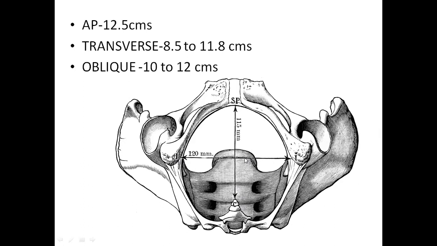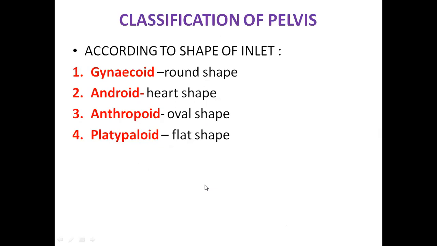Transverse is running between the two ischial tuberosities, which is 8.5 to 11.8 centimeters, and the oblique is 10 to 12 centimeters. The oblique goes like this, moving from the middle of the sacrotuberous ligament to the midpoint of the ischiopubic rami. We have the oblique dimension measuring 10 to 12 centimeters.